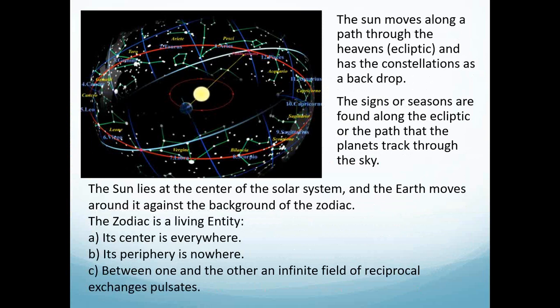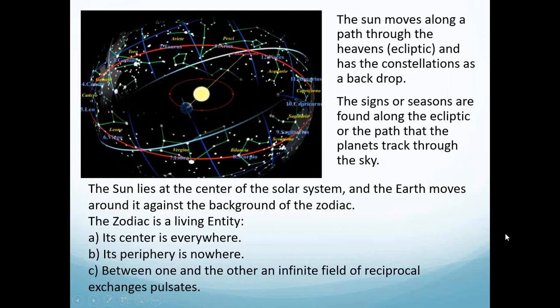See some more pictures to give us an idea of what we're looking at. So this is a little repetitive here. The sun moves along a path through the heavens called the ecliptic and has the constellations as a backdrop. The signs or seasons are found along the ecliptic or the path that the planets track through the sky. So the sun lies at the center of the solar system, and Earth, and I think there is a picture there of the Earth, which is, as you can see, the orbit around the sun there. The Earth moves around it against the backdrop of the zodiac.